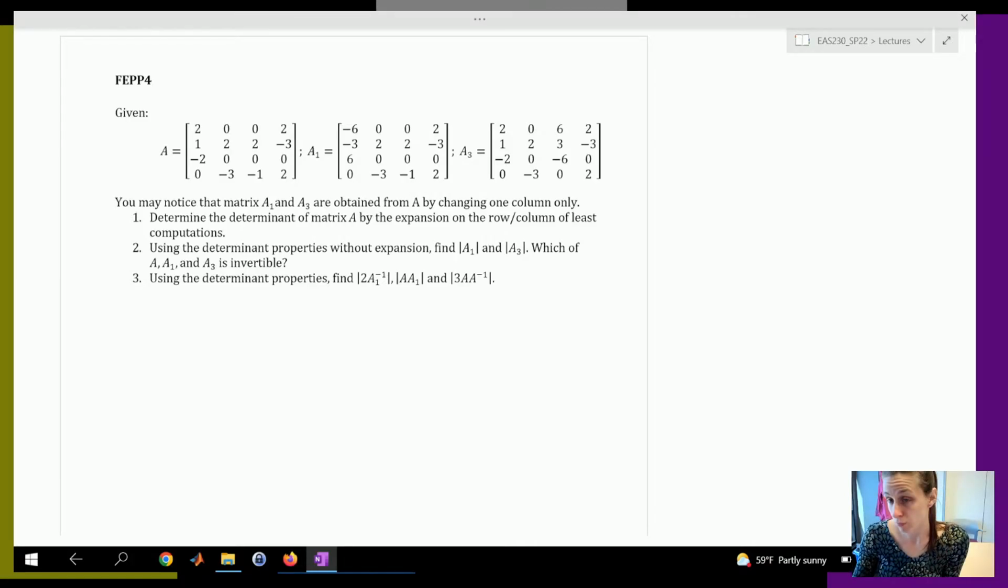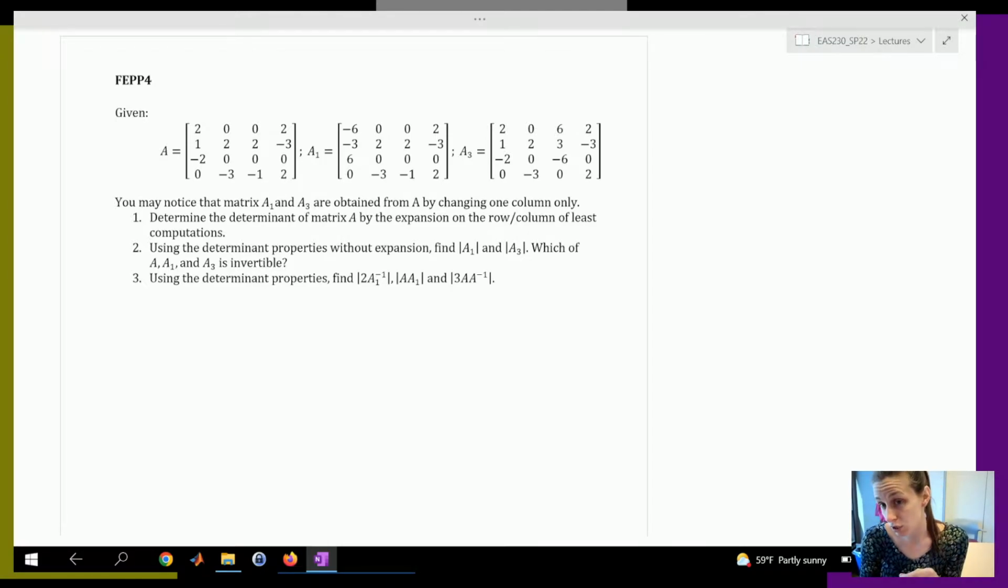This problem, number 4, is all about determinant properties. It says, you may notice that matrices A1 and A3 are obtained from A by changing only one column. We'll look at that in a minute. The first thing is to determine the determinant of matrix A by expansion on the row or column of least computation.